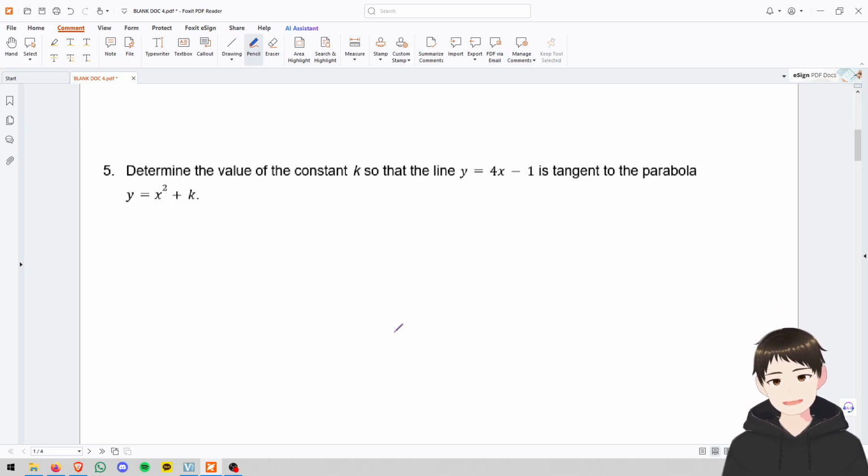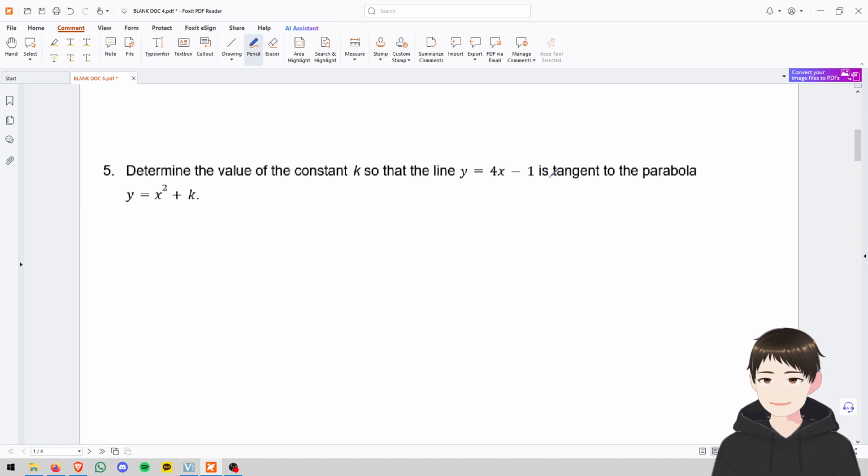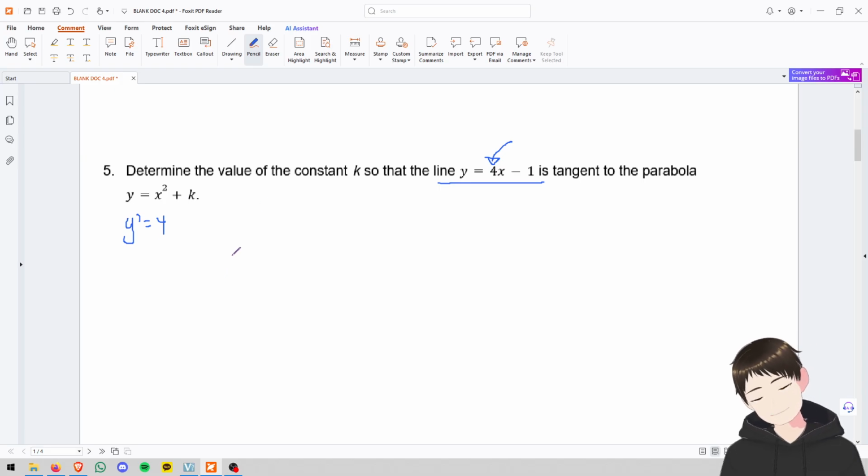Determine the value of the constant. It's a constant, so some real number, so that the line y equals 4x minus 1 is tangent to the parabola. Okay, so this is supposed to be tangent, then the slope of this tangent must be the same as the derivative, whatever the x value might be. Okay, so let's check it out.